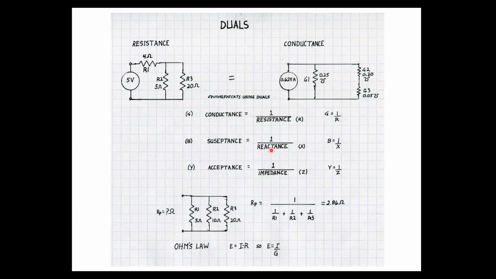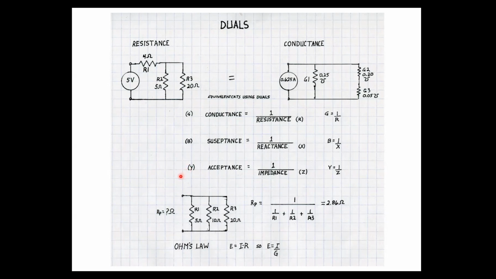Susceptance equals 1 over reactance, or 1 over X. And admittance is 1 over impedance, or 1 over Z. So I've got G for conductance, B for susceptance, and Y for admittance. You'll forget this, so don't worry about it. You can look it up somewhere.